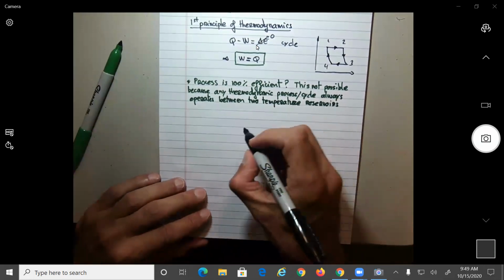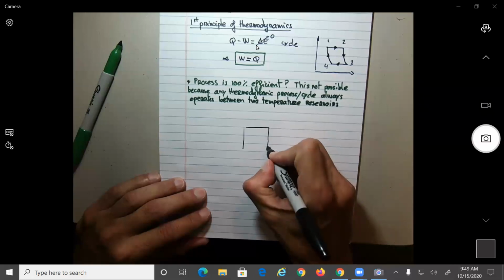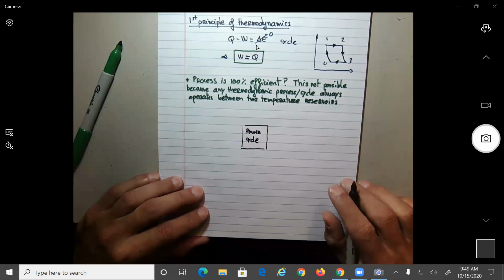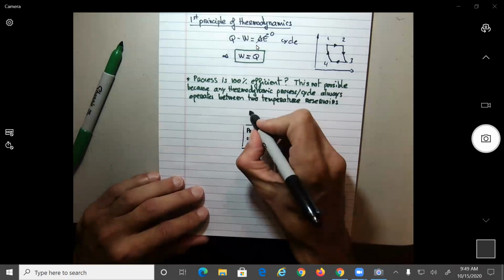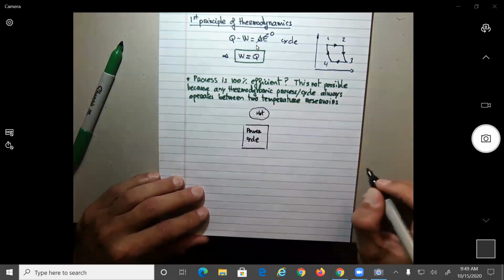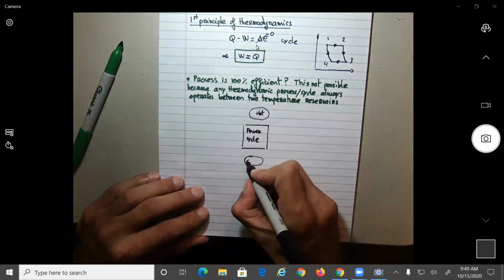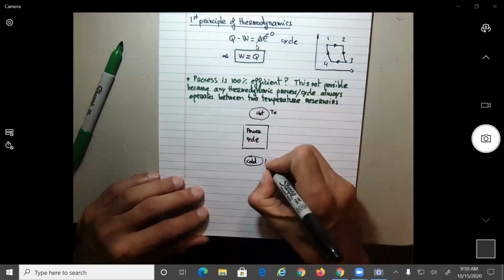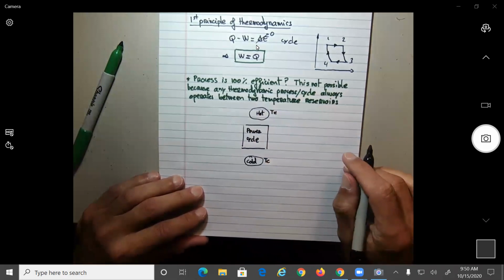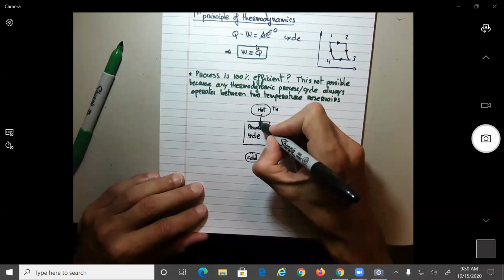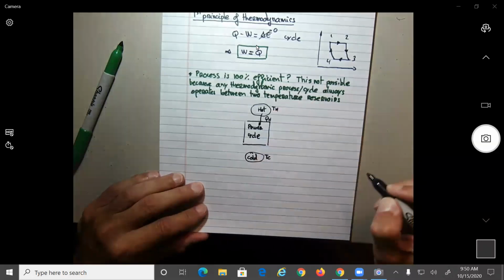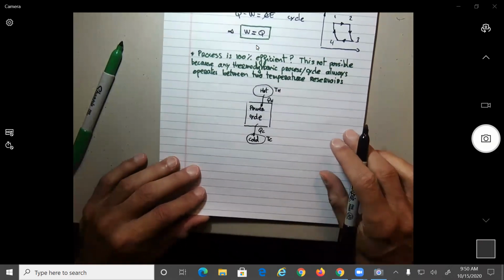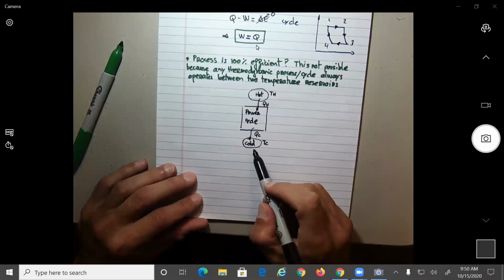So for example, for a power cycle, what do you have? Let's say we have a power cycle. We can do a quick review. We know this one will always operate between a hot reservoir and a cold reservoir. Okay, so let's say this one will be at a temperature T hot, this one will be at a temperature T cold. And we know that heat will be going from the hot reservoir into the power cycle, and then some heat will come out of the power cycle and will go into the cold reservoir. Okay?